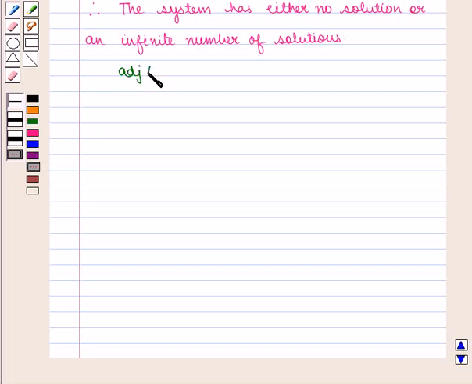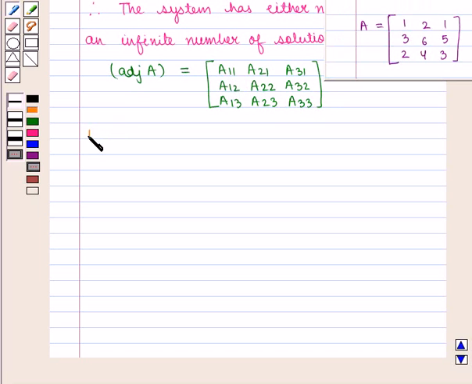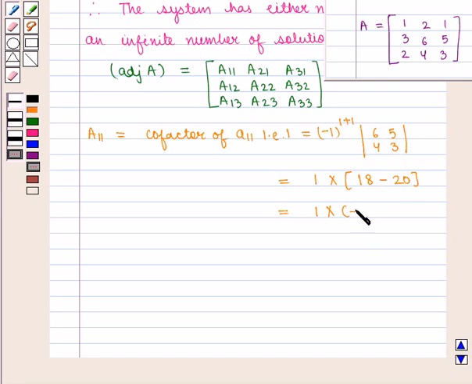Now we shall find adjoint of A, which is given by the 3x3 matrix containing elements A11, A12, A13, A21, A22, A23, A31, A32, A33. Now A11 is the cofactor of a11, that is 1, which is given by (-1)^(1+1) into determinant containing elements 6, 4, 5, 3, which is equal to 1 into (6 into 3, that is 18, minus 4 into 5, that is 20), which is equal to 1 into -2, that is -2.